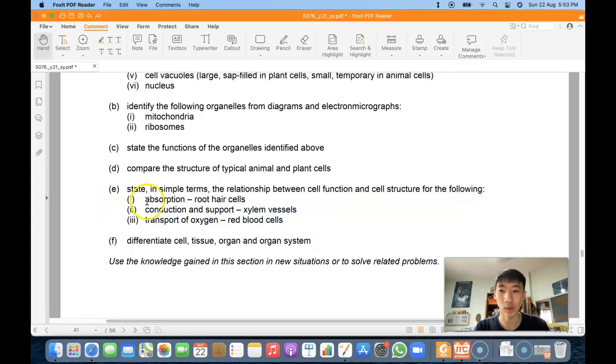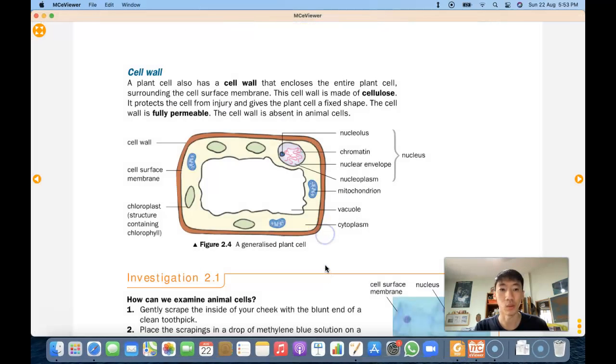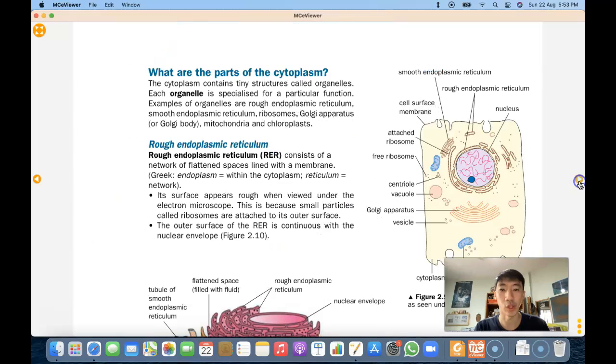Right, absorption in the root hair cells, conduction and support in the xylem vessels, and transport of oxygen in the red blood cell. So what does this mean? What does it mean to state the relationship between cell function and cell structure? For that, we need to look at our textbook again. So we find the relevant information.